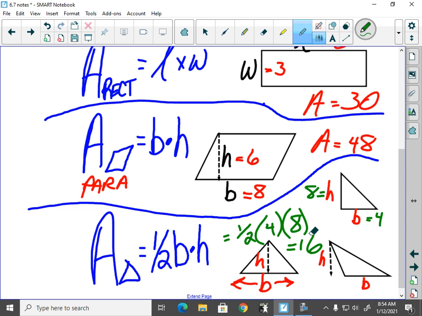Okay? So it doesn't matter which way you want to figure it out. I would mess around with the calculator and see which way you guys like best, okay? So if you want to use 0.5, go for it. If you want to use a half, way to go. If you want to do divided by 2, okay, I'm fine with that too.